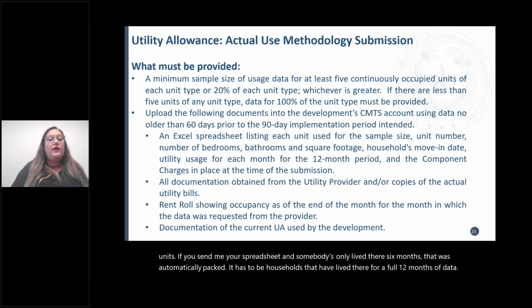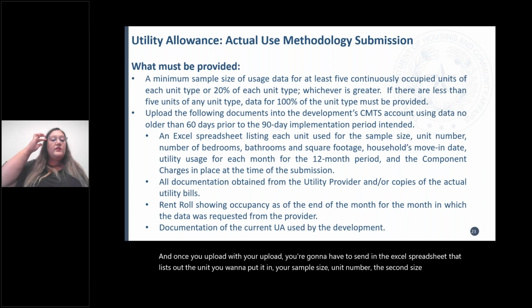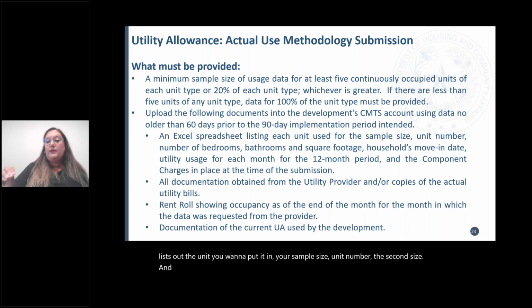With your upload, you're going to have to send in the Excel spreadsheet that lists out the units you want included in your sample size: the unit number, their bedroom sizes, bathrooms, square footage, households move-in date, and then the usage for each month of the 12-month period. Don't put the tenant bill amount. You need to put the gallons used if it's water or sewer. You need to put the kilowatt hours used or the CCF used if it's gas or electric.